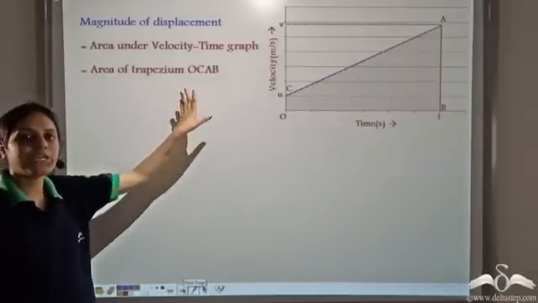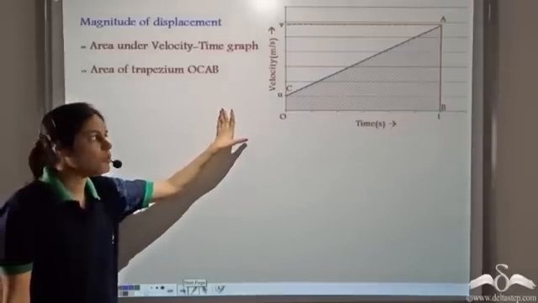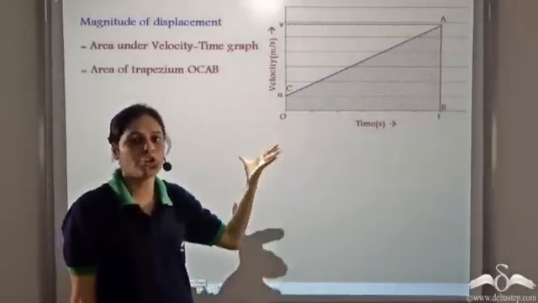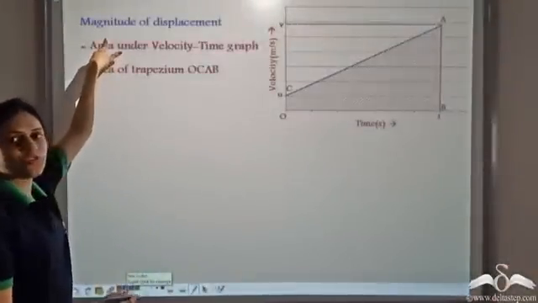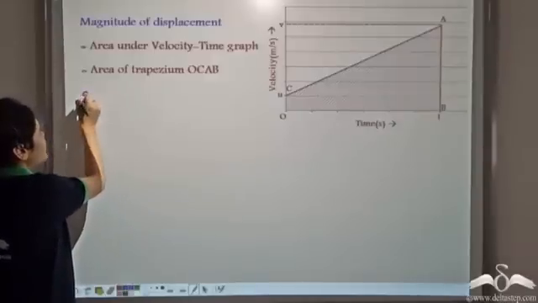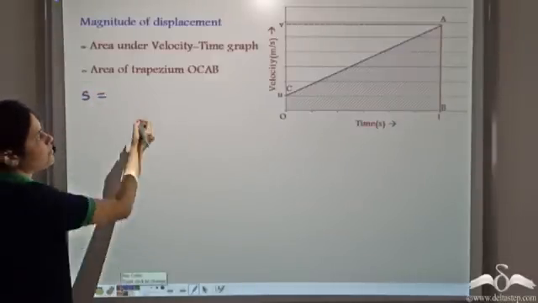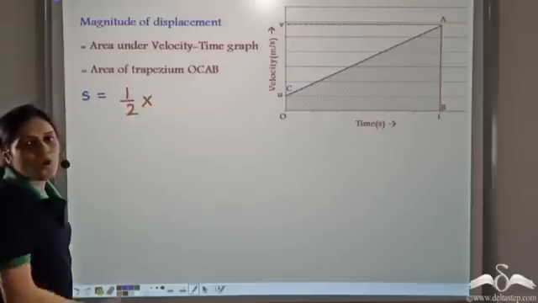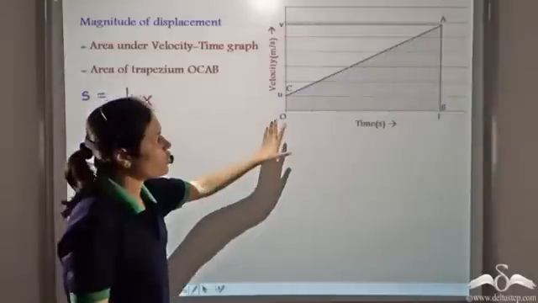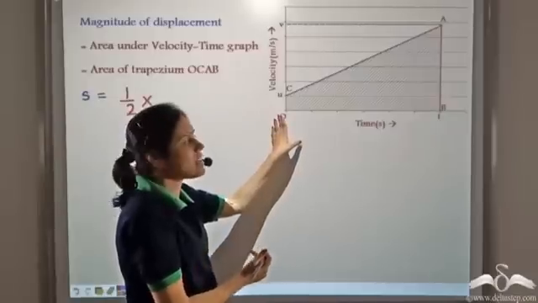Now how do you calculate the area of a trapezium? Area of a trapezium is equal to half into altitude into sum of the parallel sides. So we get the magnitude of displacement, which is S, is equal to the area of this trapezium, which is half into altitude. What is the altitude? Altitude is the distance between the parallel sides.